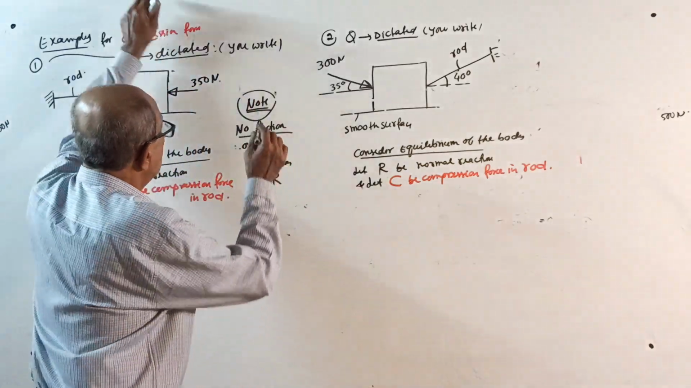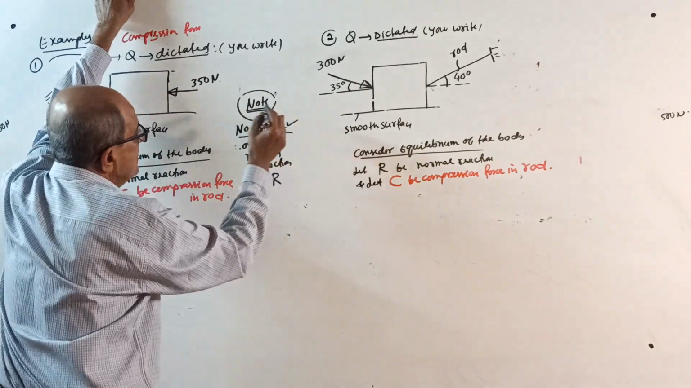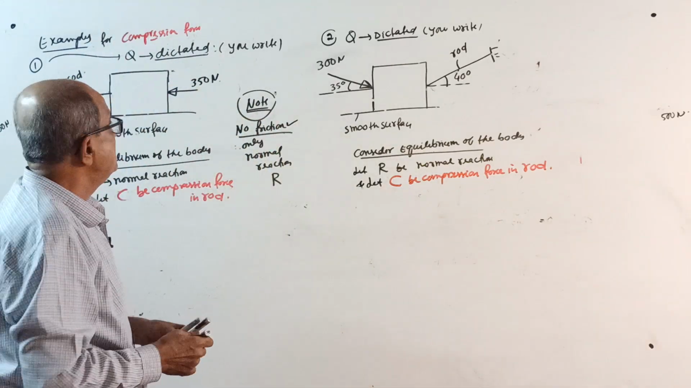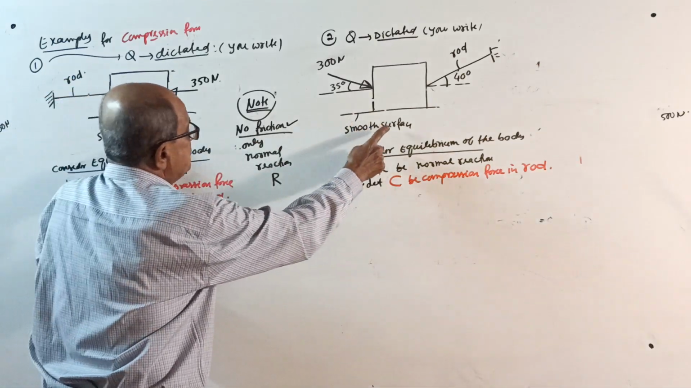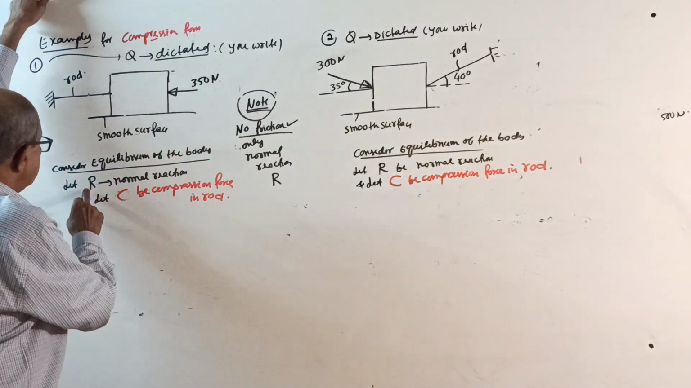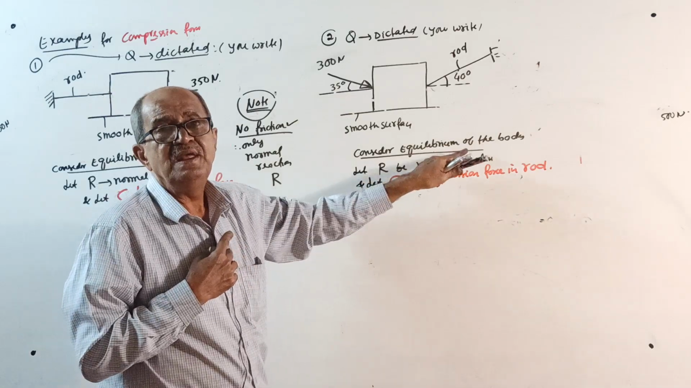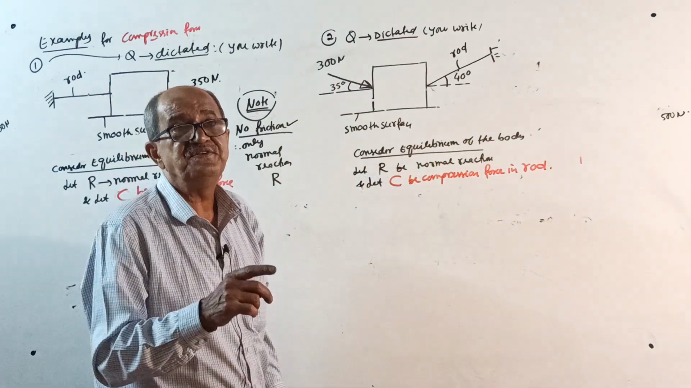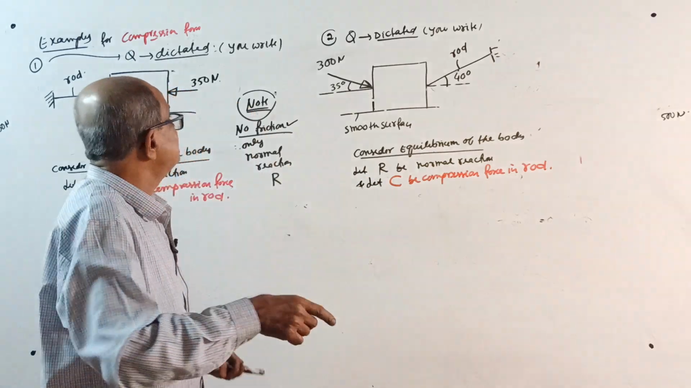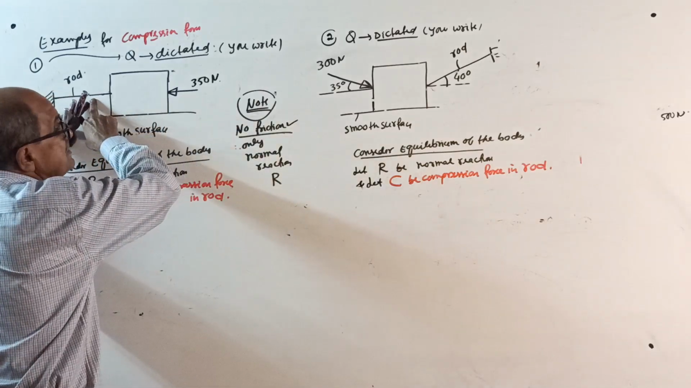Okay, solve it. Note, again both questions, no friction. Why no friction? Right, because it is given in the question, smooth surface, only normal reaction. Let R be normal reaction. Here also, let R be normal reaction. Now you should know it. See, if last time the body was moving this way, it is moving away from this member.